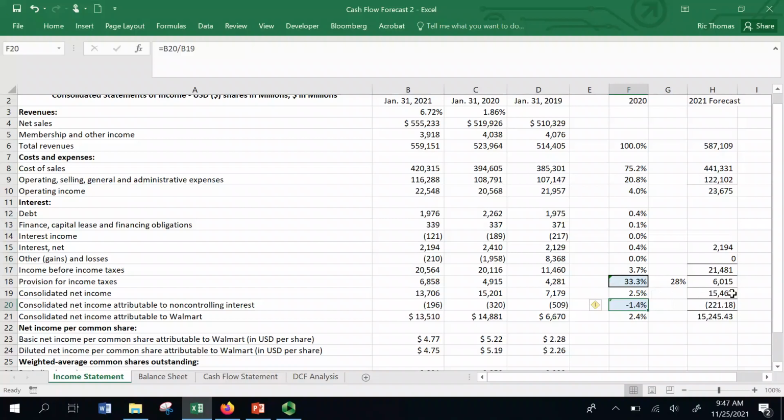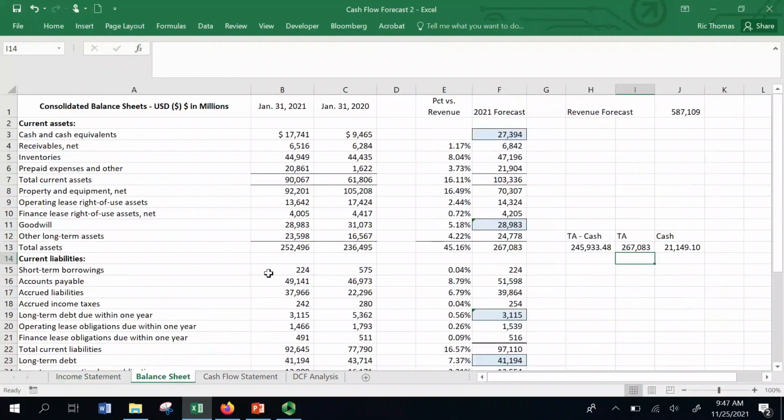So I'm going to go ahead and multiply 15,467 times 1.4%, and that's where I get $221. I probably should have cleared out that decimal place there, but you get the picture. Now I take this and I get 15,245 for consolidated net income attributable to Walmart. So that's how I do the income statement. Some of this is going to be important for the cash flow forecast. Okay, so just bear with me.